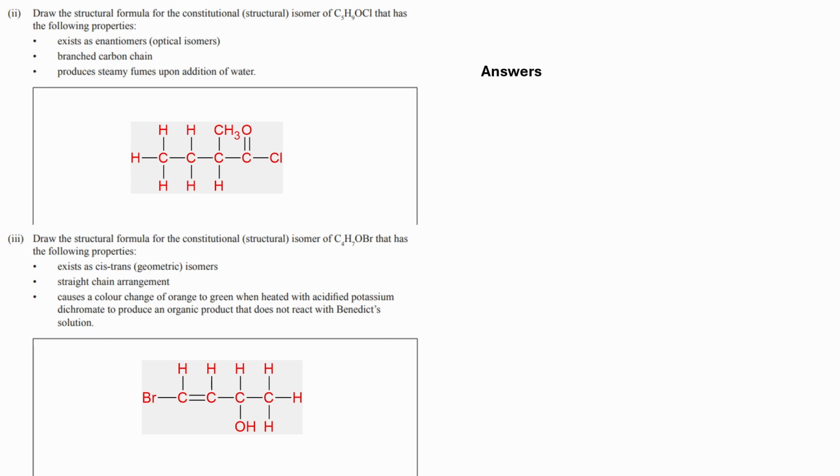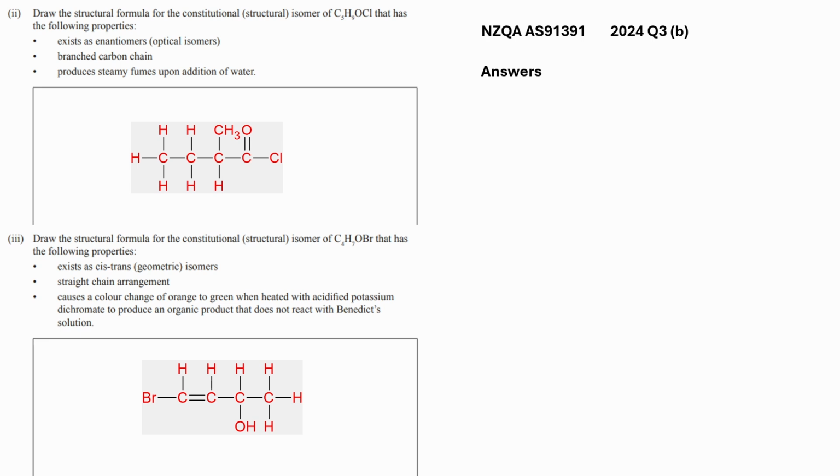And the OH coming off the second one, it will react with acidified dichromate and it will produce a ketone, but it won't produce an aldehyde. So this is our answer. This is our product.